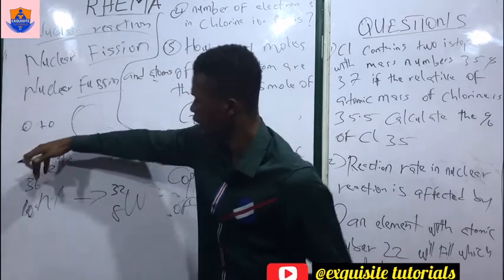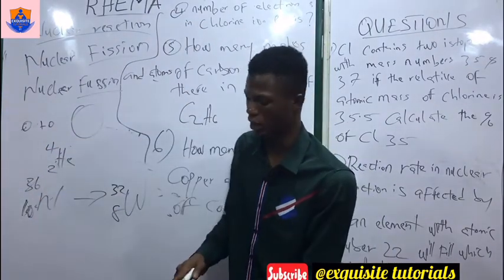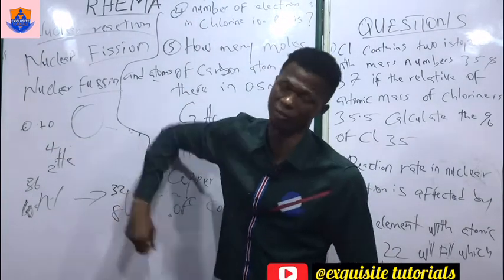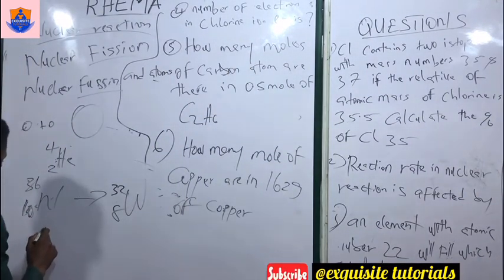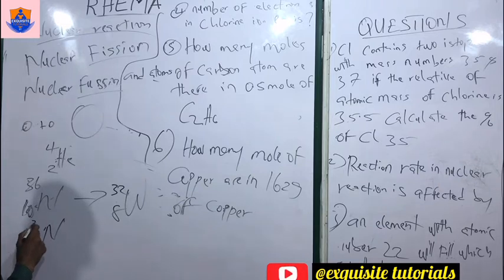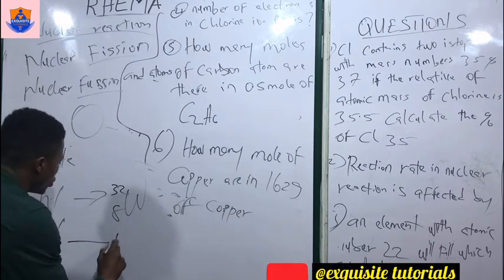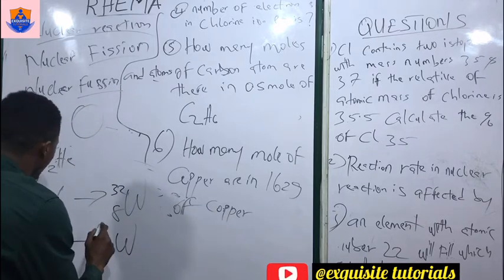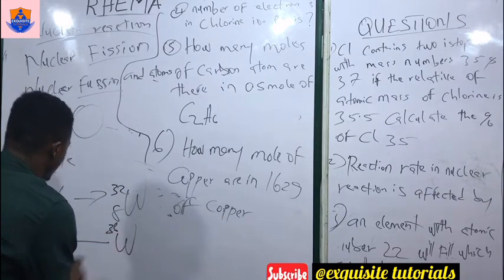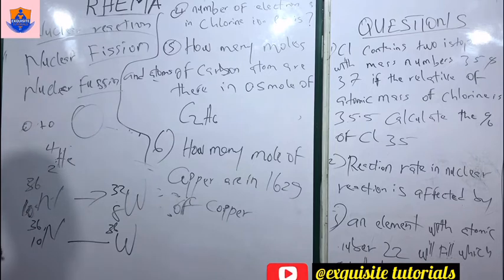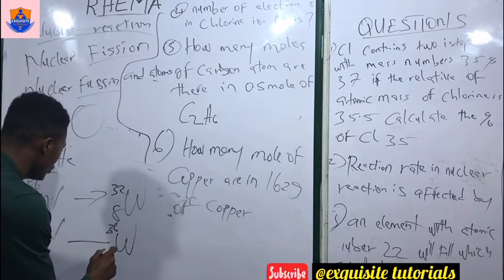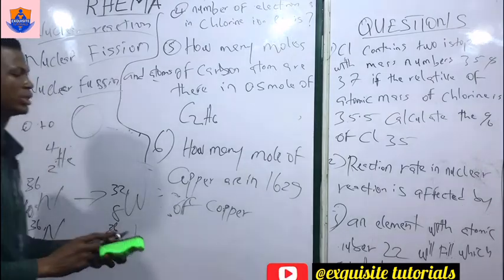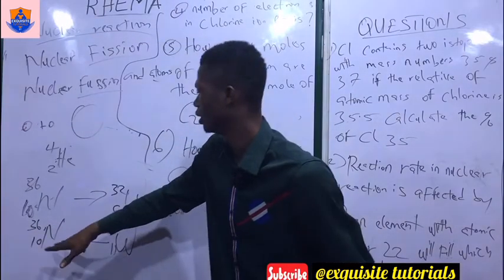Once you see a nuclear reaction like this, just know that an alpha particle has been given out. For example, how about when you see a nuclear reaction like this, N having a mass number of 36 and a proton number of 10 to form W with a mass number of 36 and a proton number of 11. This is a beta disintegration.